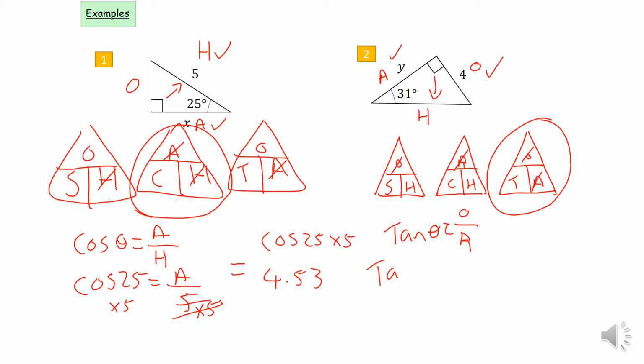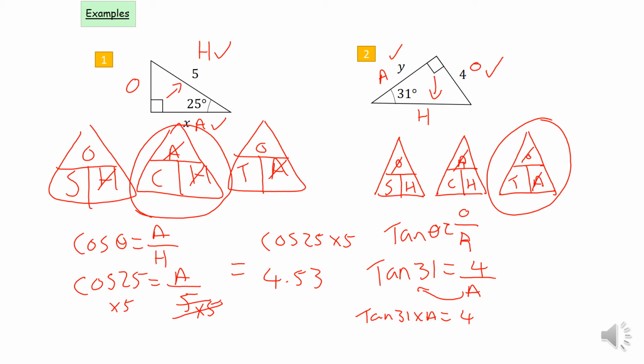Now what I'm going to do is insert my information into the ratio. So tan, the angle given is 31, the opposite is 4, and it is the adjacent that we are trying to work out. Now when we want to rearrange this equation, we can move A onto the other side. It will get rid of the denominator for us. That will become tan 31 times A equals 4.